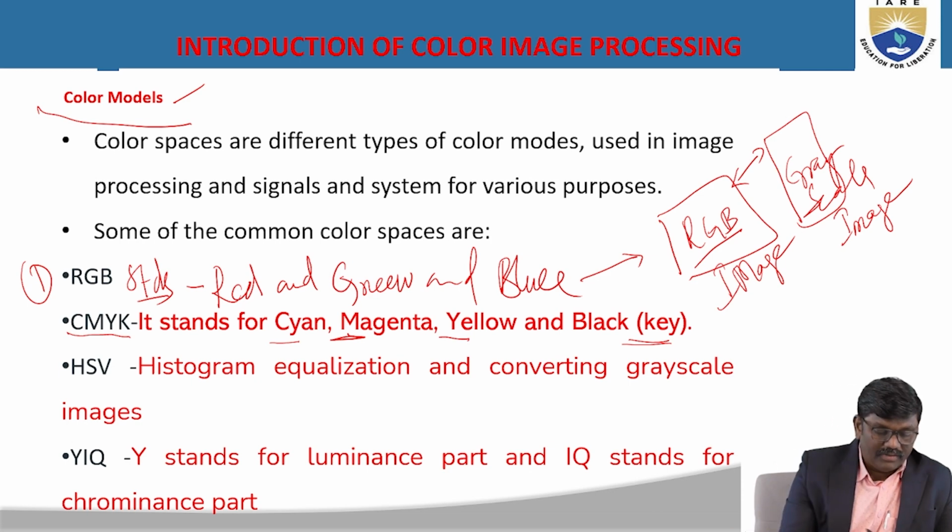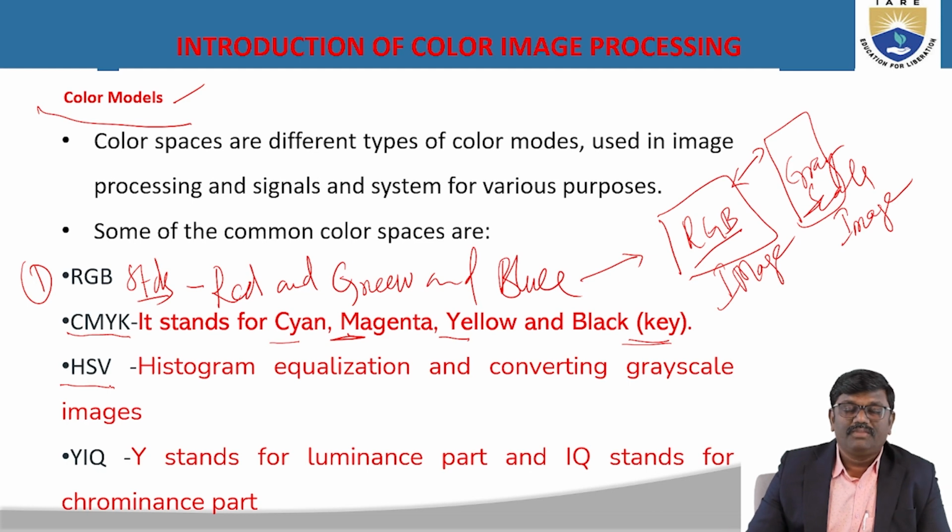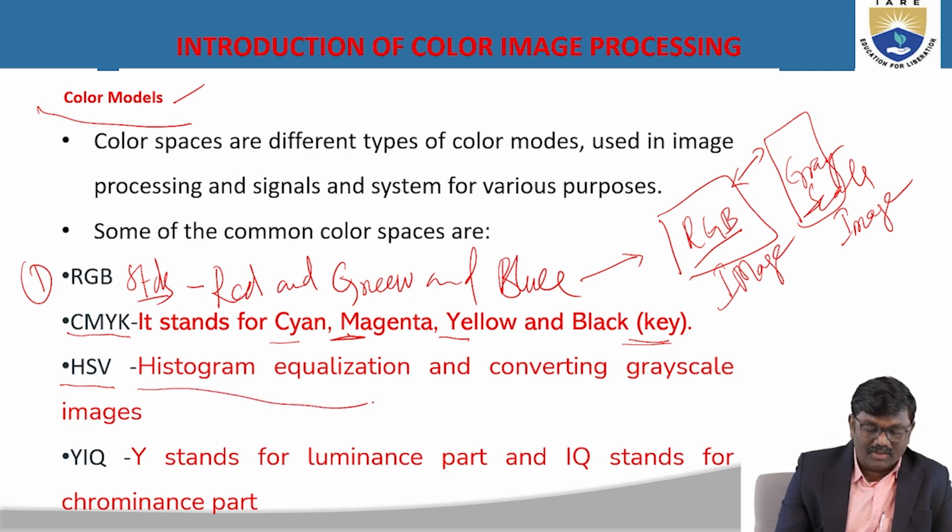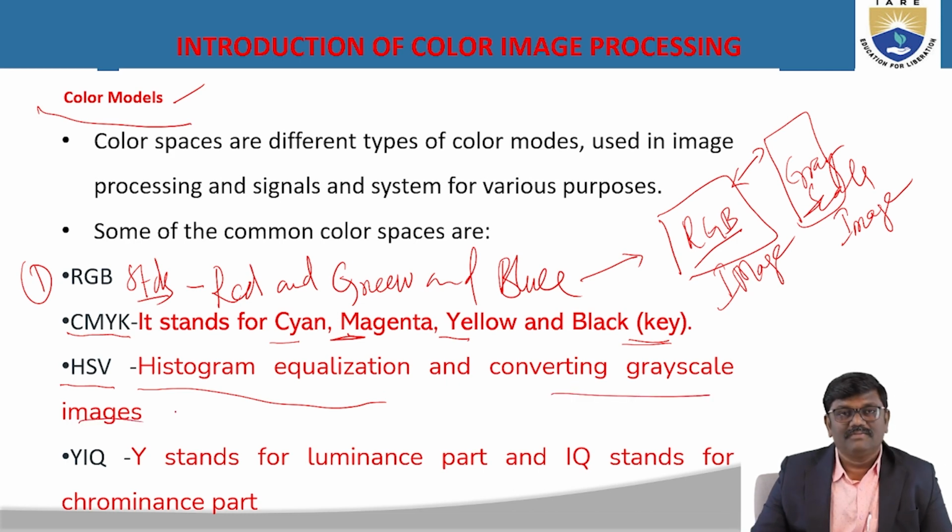Coming to another color model, we simply say HSV. So what do we mean by HSV? H means histogram equalization, converting to grayscale images. So we are going to concentrate on that here.